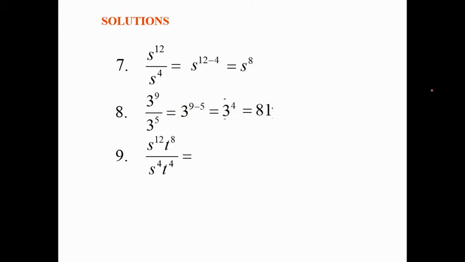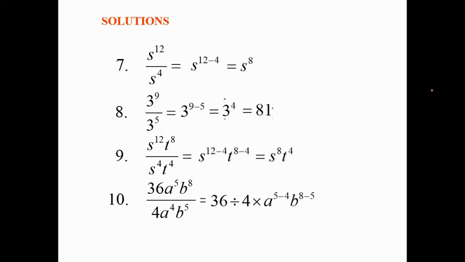Look at this. We have s to the 12th, t to the 8th divided by s to the 4th, t to the 4th. That's right. We're going to get s 12 minus 4 times t 8 minus 4, which means we have s to the 8th, t to the 4th. Let's look at our last example. We have numbers as well as variables. What's going to happen here? We're going to take the 36 and divide it by 4. We'll have a to the 5th minus 4, b to the 8 minus 5. So I get 9ab cubed.